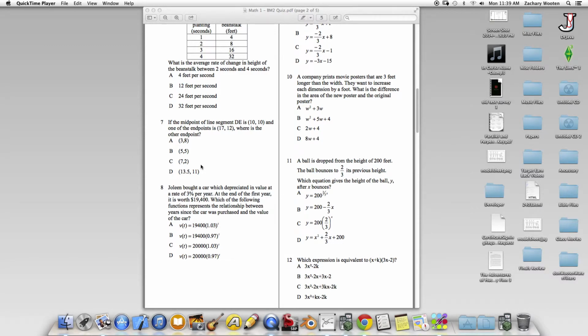Alright, question number 11 says a ball is dropped from the height of 200 feet. The ball bounces to 2/3 of its previous height. Which equation gives the height of the ball y after x bounces? So just picture this in your head.